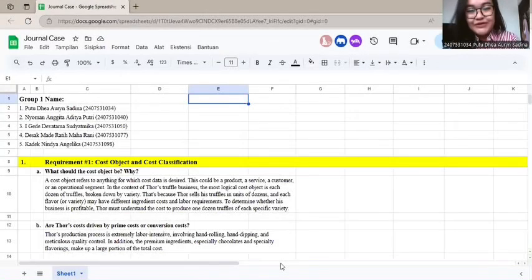So, good afternoon, everyone. We are from Group 1, and today we would like to do a presentation. The presentation is about the case in the Travel in Paradise job costing for a small business journal. Before we do the presentation, we would like to introduce ourselves, starting from me.